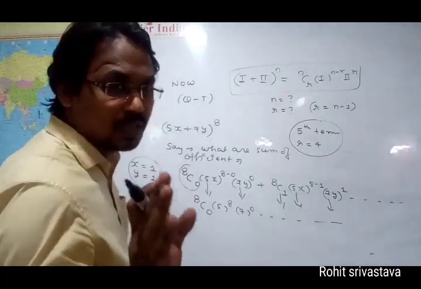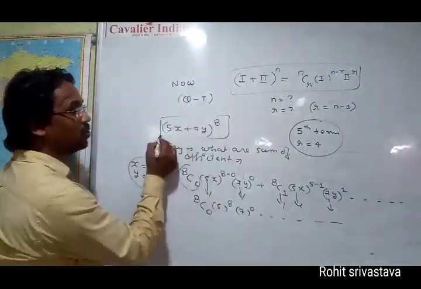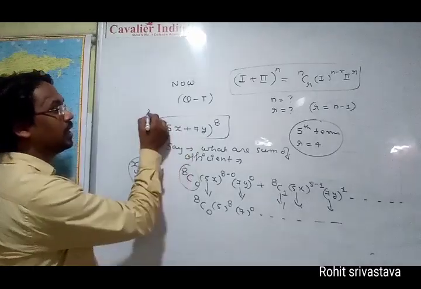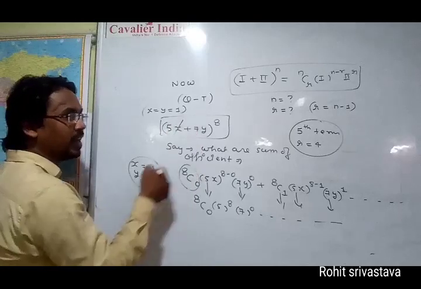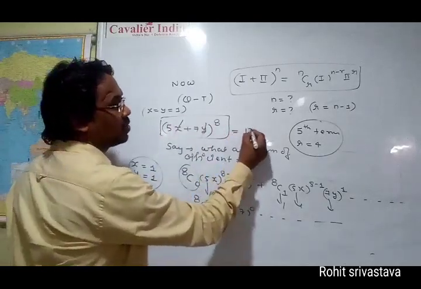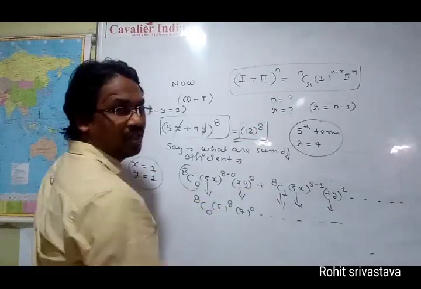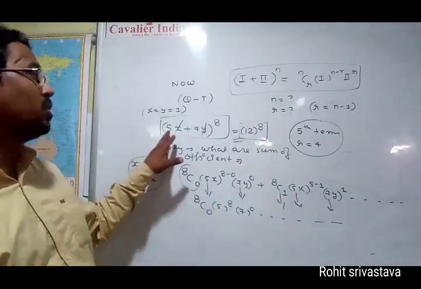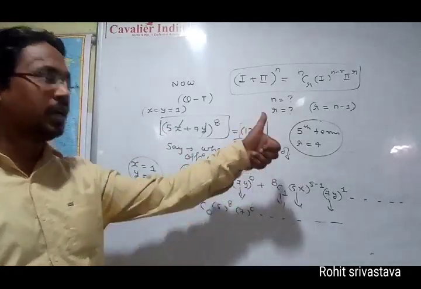So dear student, what you will do is just go with the initial stage of the question. Remove x and y by assuming it 1. Remove x, remove y. 7 plus 5, 12. It will be 12 to the power 8. So your answer is finished. It means when they ask you the sum of all coefficients, it will be 12 to the power 8.